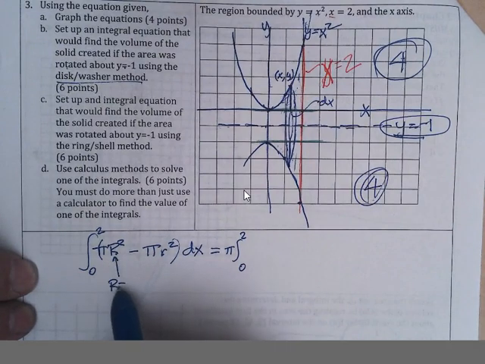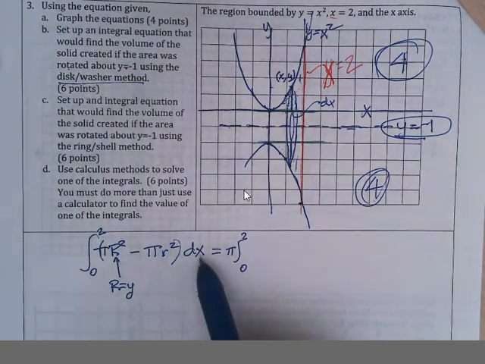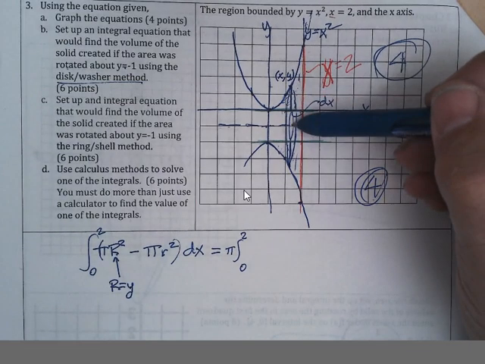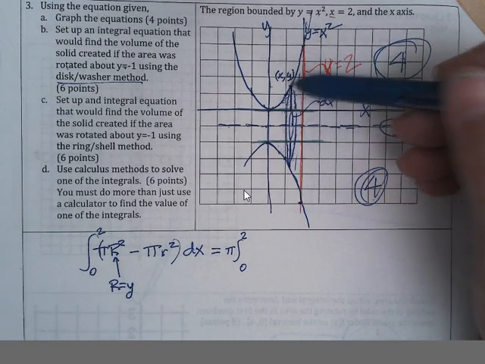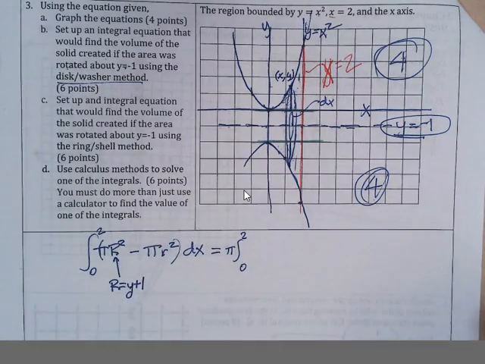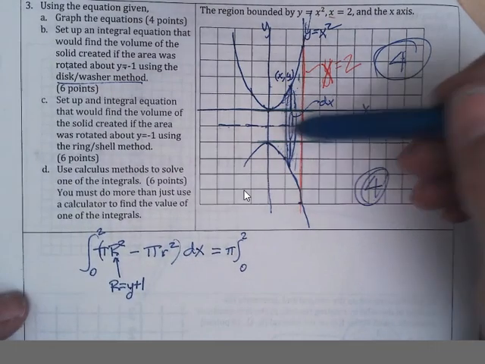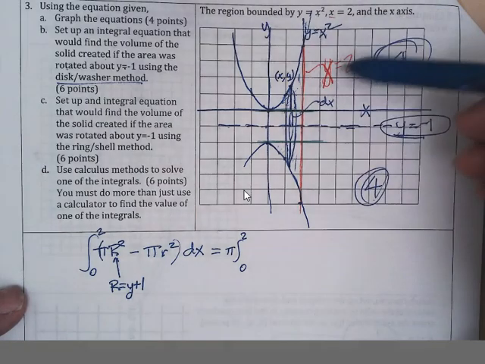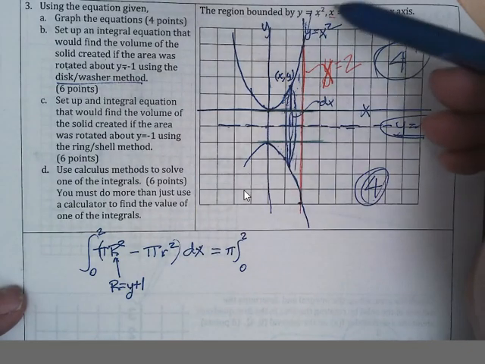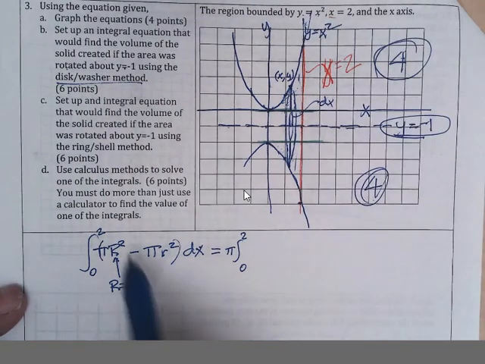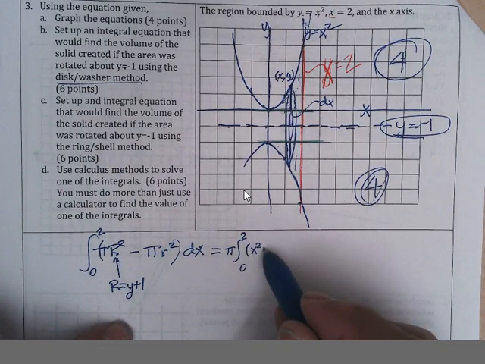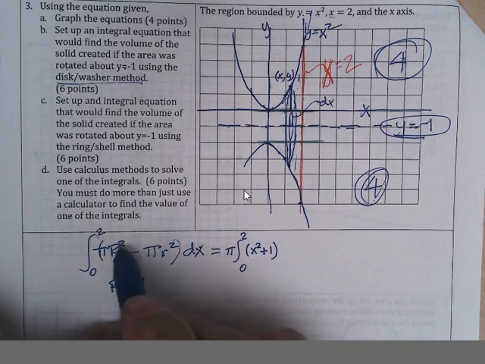So r is equal to y. But my variable is supposed to be x. So I have to replace, oh no, that's not my big radius. That's the distance from here to here. The center is down here, so it's 1 plus y. That's my big radius, sorry. Big radius. From here, I got to go 1 plus the y amount. But I got to be in terms of x. So y is equal to x squared. So this first part is going to be pi times x squared plus 1, quantity squared.